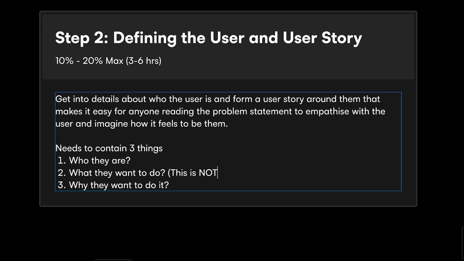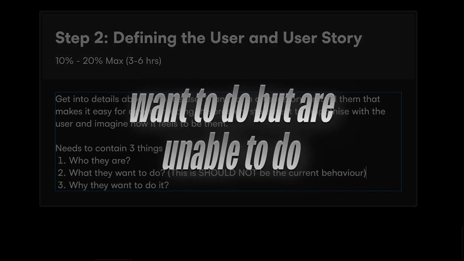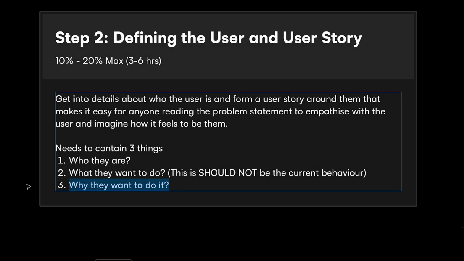This is not the current behavior. Maybe this should not be the current behavior. This is basically something that they want to do, but they are unable to do, right? Let's put it that way. And the last one is, why do they want to do it? If you were able to answer these 3 questions, then you have a valid user story.